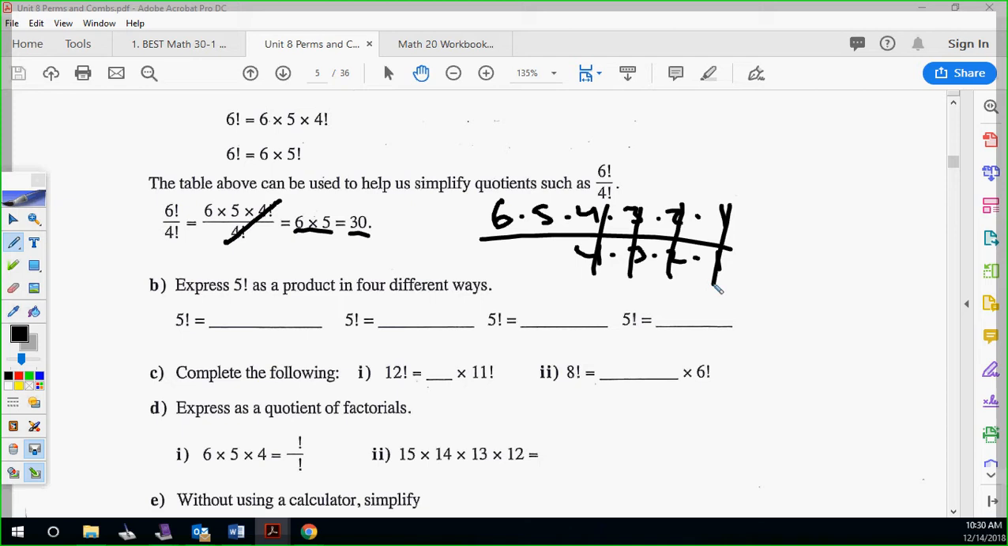Okay, so express 5 factorial as a product in 4 different ways. Let's write 5 factorial in 4 different ways. Let's do the easy way, the normal way, I guess. Then let's do 5 times 4 times 3 factorial. We can do 5 times 4 factorial. And then we can do 5 times 4 times 3 times 2 factorial. I just kind of mixed it up there.